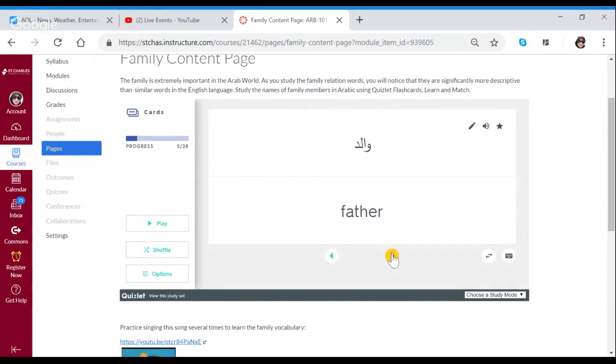Walid. Walid is another word for father. Okay. And a third one that I don't actually have written down is Baba. Baba would be like slang. Okay. But Walid is modern standard Arabic.